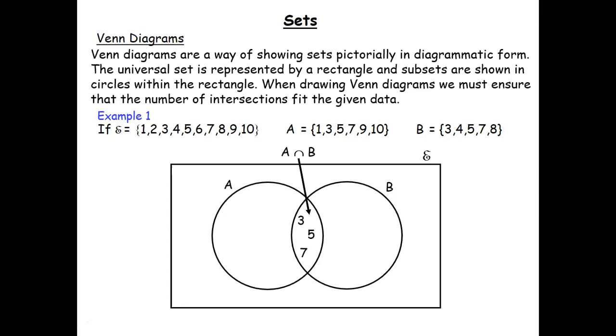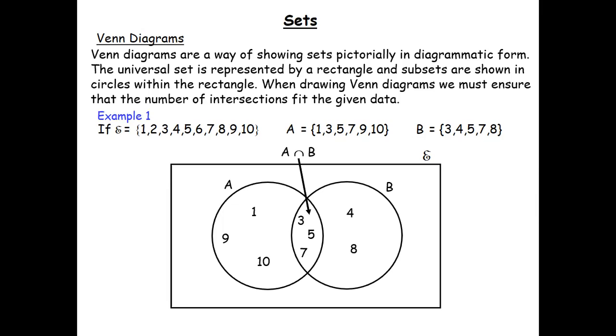If we look at the elements within set A and set B, we can see that the numbers 3, 5, and 7 are common to both, so they're put in the middle. Then the elements that are in set A but not in set B, and are not common, are shown in set A: 1, 9, and 10.